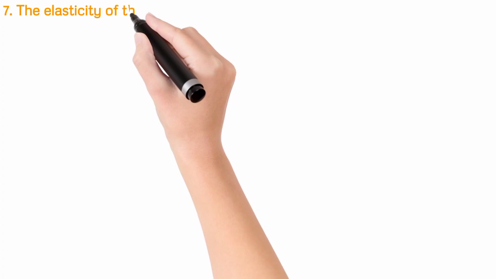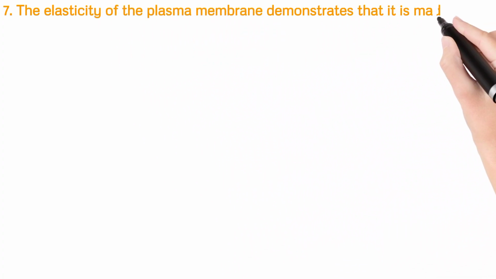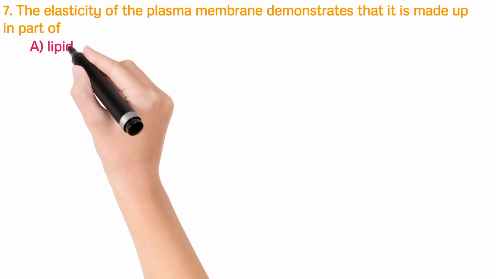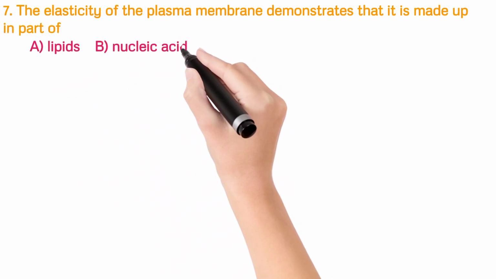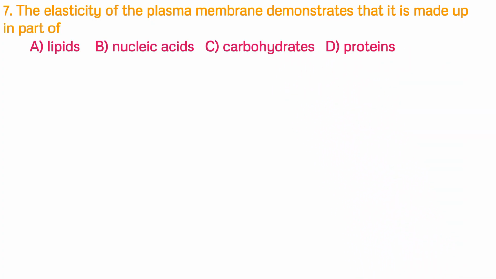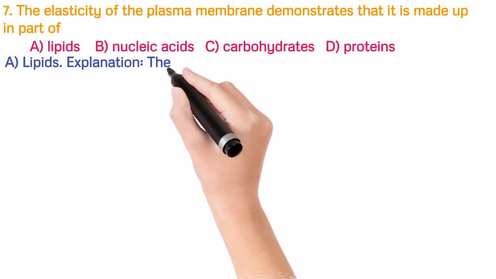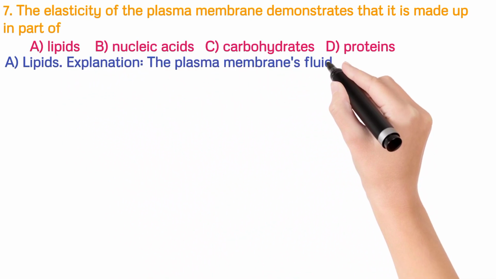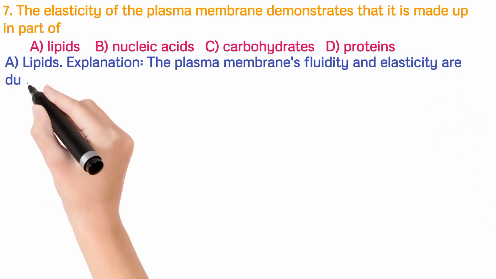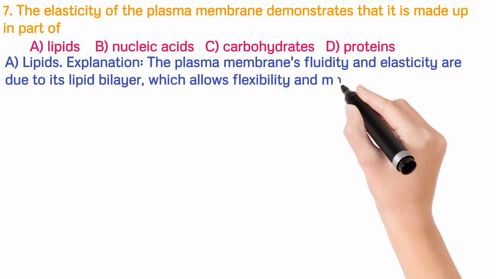7. The elasticity of the plasma membrane demonstrates that it is made up in part of A. Lipids. B. Nucleic acids. C. Carbohydrates. D. Proteins. And the correct answer is A. Lipids. Explanation. The plasma membrane's fluidity and elasticity are due to its lipid bilayer, which allows flexibility in movement.